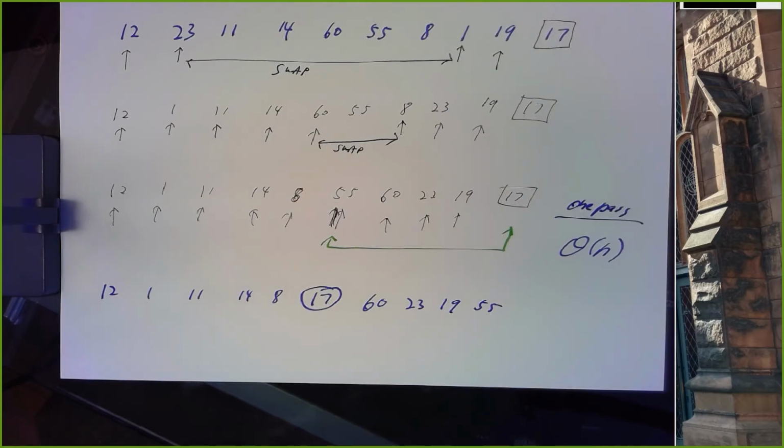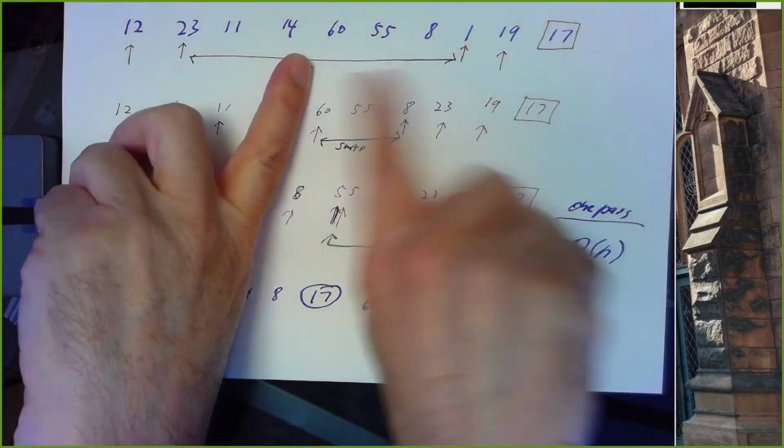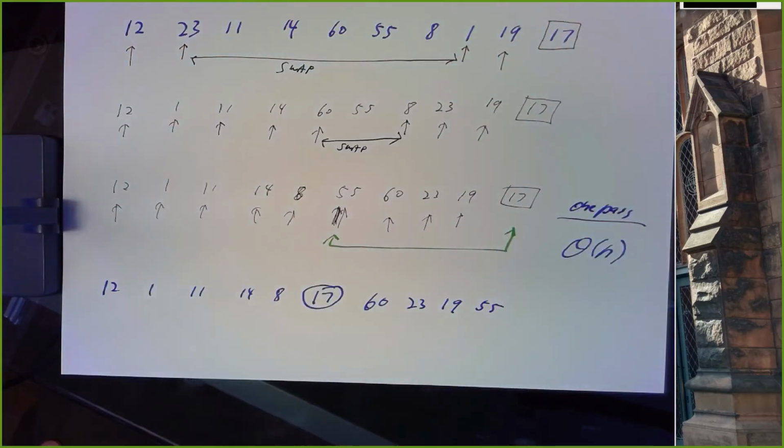And the whole effort of quicksort is coding up this one pass, right? So this business of keeping a pair of pointers moving in, comparing to the pivot, swapping, and so on and so forth.